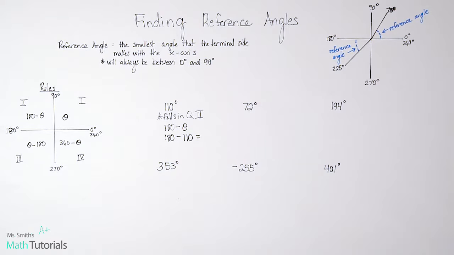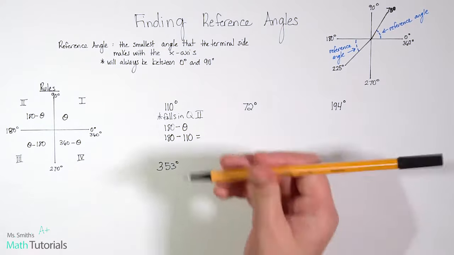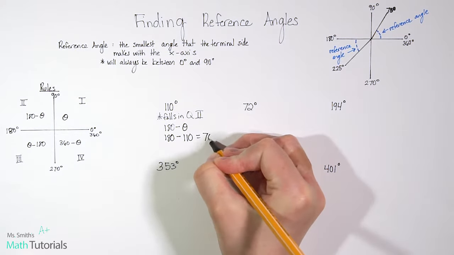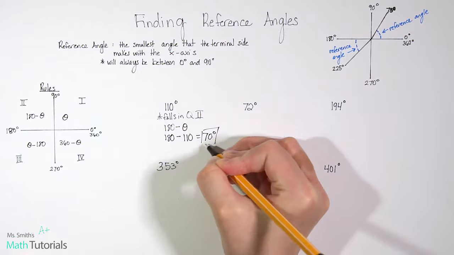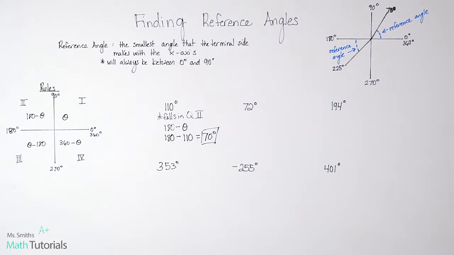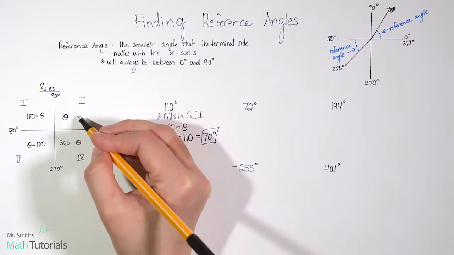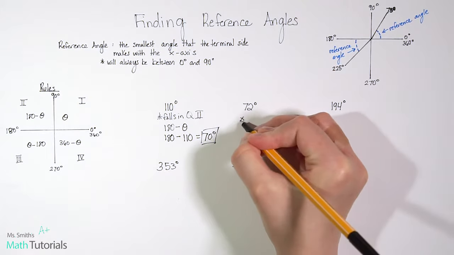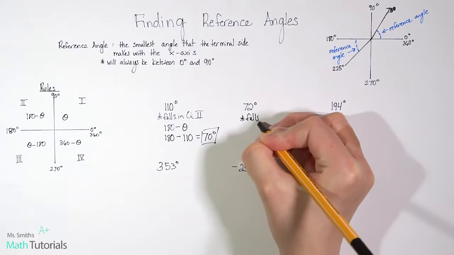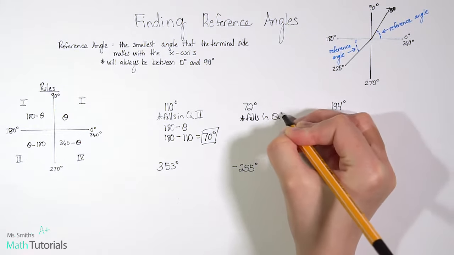And when we subtract 180 minus 110, we get 70 degrees. So our reference angle is 70 degrees. 72 degrees. What quadrant would 72 fall in? It definitely falls between 0 degrees and 90 degrees, so that's going to be in our quadrant 1. So let's note that. 72 degrees falls in quadrant 1.